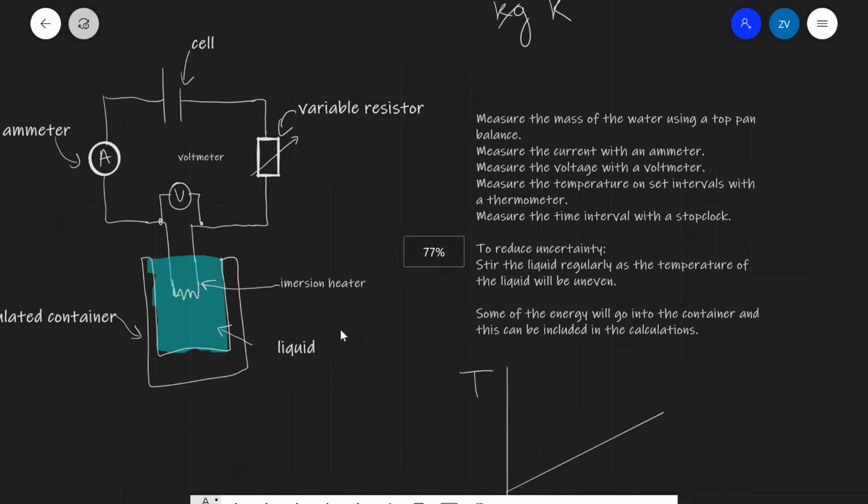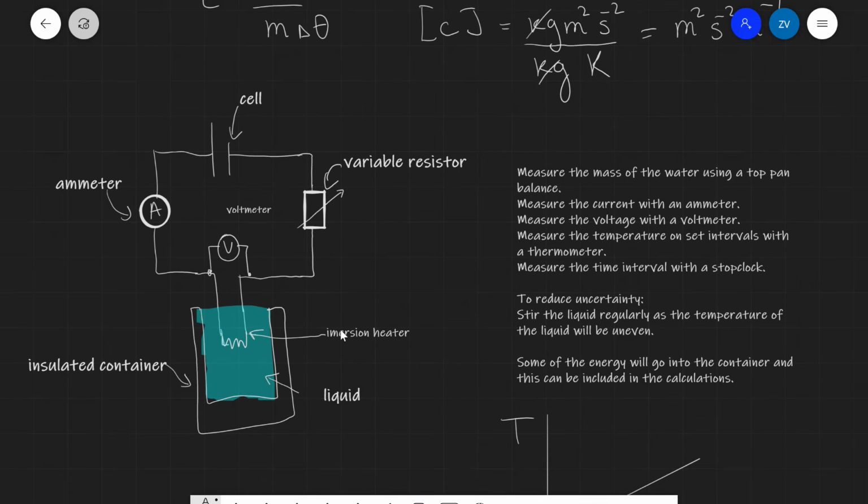Okay, now what will our procedure be? What are we going to measure? First off, we're going to measure the mass of the water using a top-down balance. So that's one thing that we're going to measure. We're going to then measure the current I and the voltage V with an ammeter and a voltmeter respectively. We're also going to measure the temperature at set intervals with a thermometer. The time intervals we're going to be measuring with a stop clock. For instance, maybe we're going to measure the temperature every 30 seconds for 20 minutes. For instance, this is going to give us sufficient data.